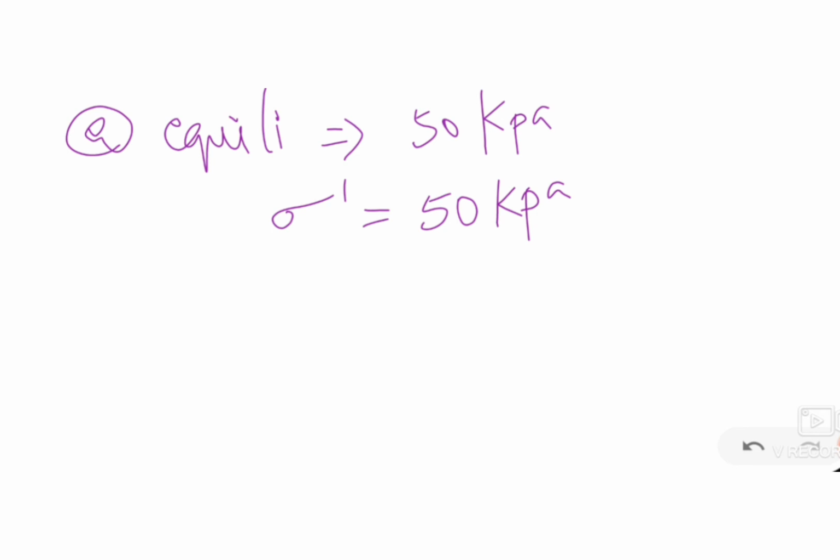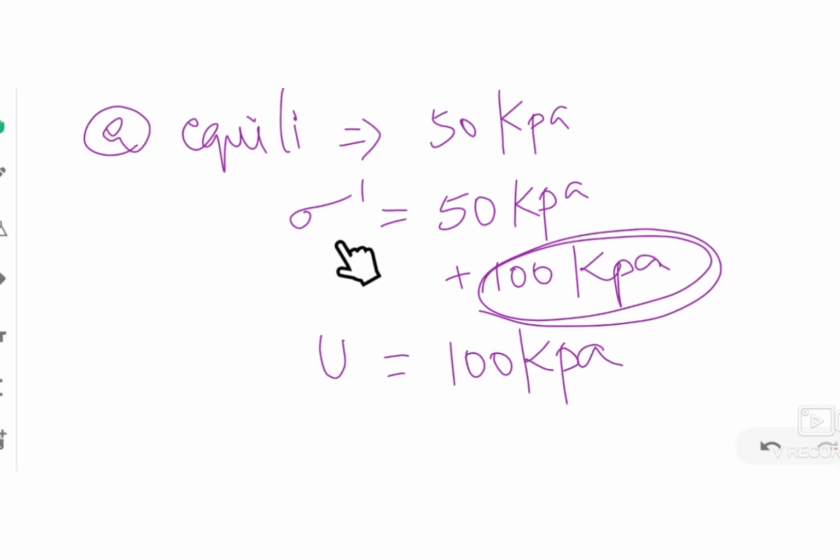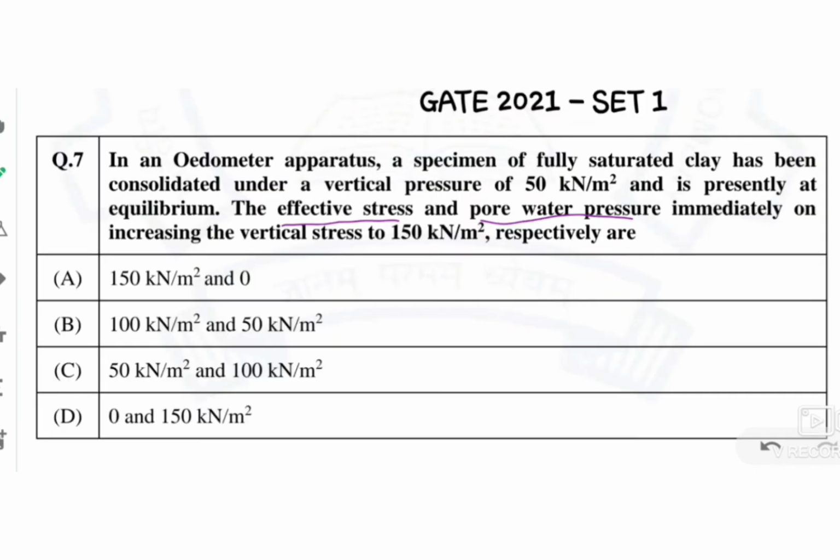And now coming to the increase of pressure. They are increasing by 100 more, that is, to 150 they are increasing. So they have added 100 kilopascal now. This 100 kilopascal is first transferred to the pore water pressure. Now we know that the effective stress is 50 kilopascal and u has become 100 kilopascal. So effective stress is 50 and pore water pressure is 100.